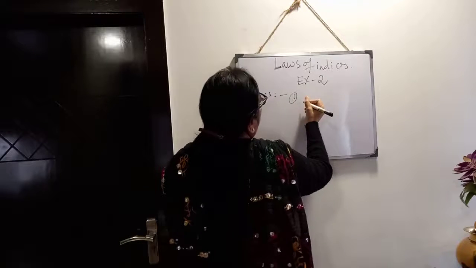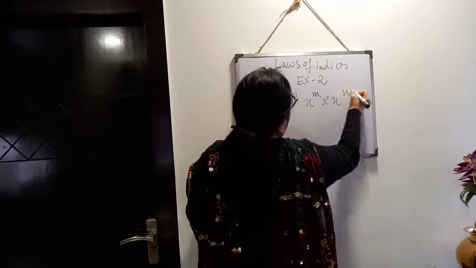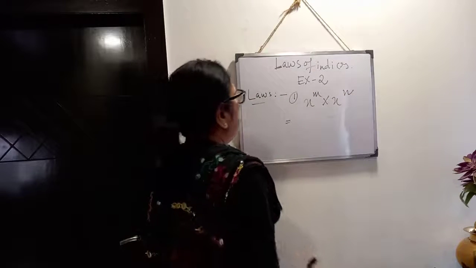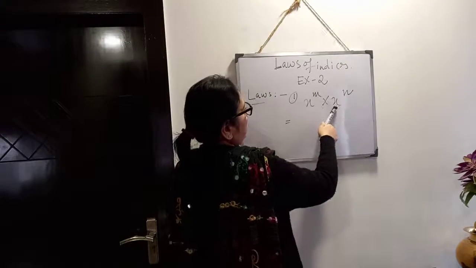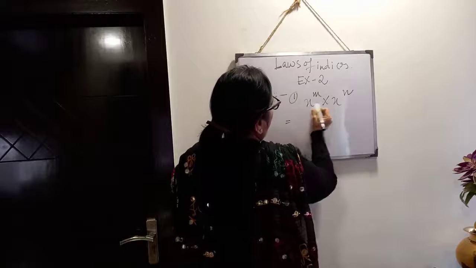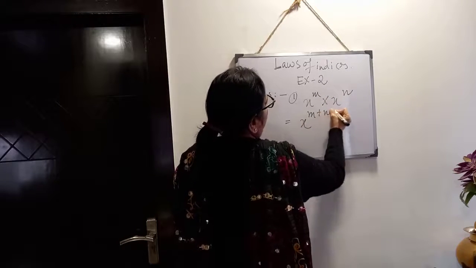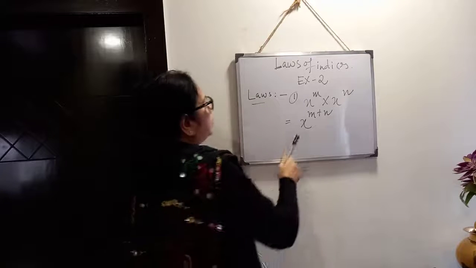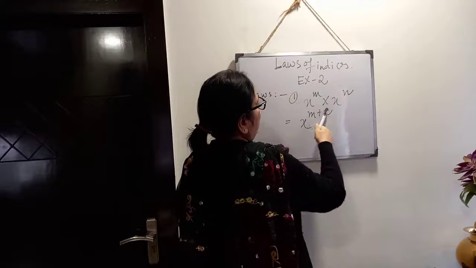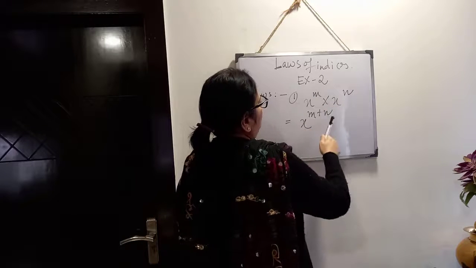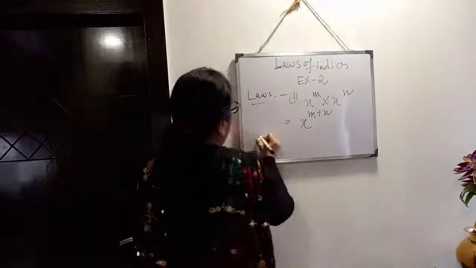First is x to the power m into x to the power n. These two are multiplied. Here you have noticed that the base is the same. Here also x, here also x. So it is multiplication. When the base is the same, the powers will be added. x to the power m plus n. But if there is x to the power m and y to the power n, then you can't apply this rule. Clear? This is your first law.